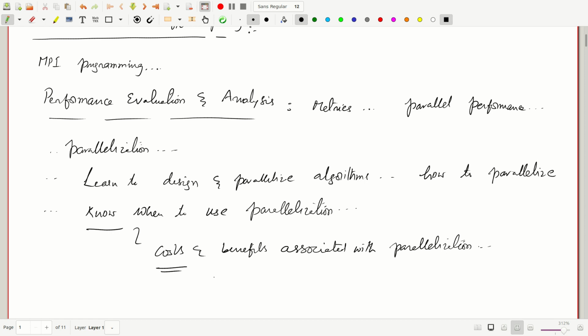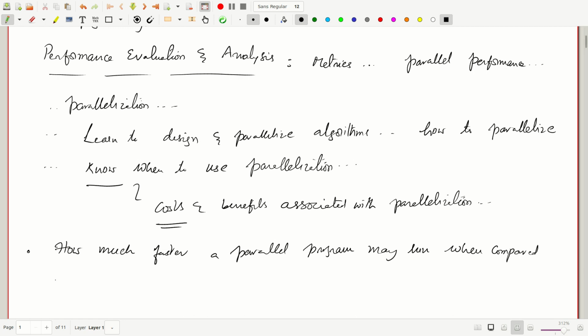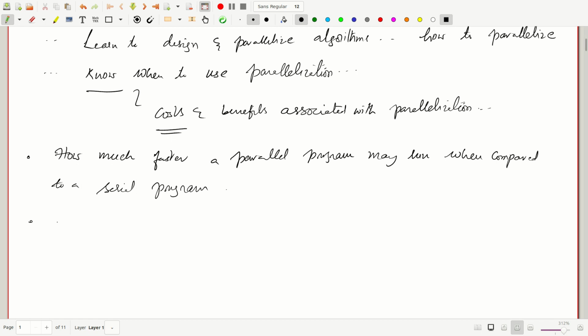So in today's lecture we will understand how much faster a parallel program may run when compared to a serial program. We will also learn how to predict the parallel performance of a given algorithm.